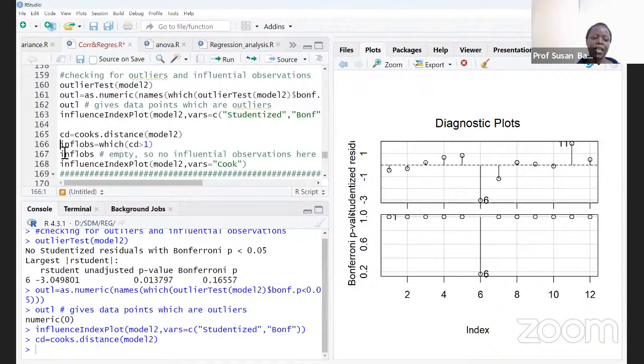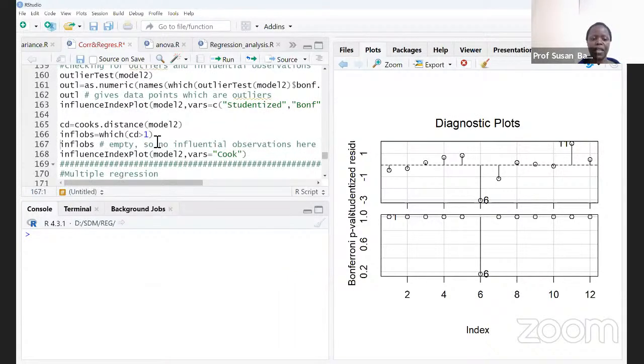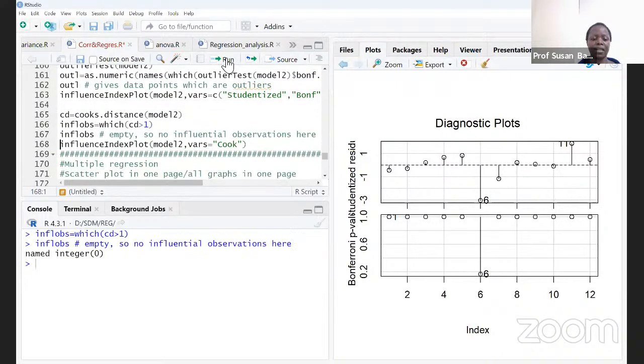Then we are saying influential is equal to which? In case any of these values in CD are greater than 1, then they will be printed out in this object of line 166. So if we run that, let me clear my console and run it again. If we run line 166, it says no influential observation. It says name the integer 0. So it is just showing us that all those observations actually are not outliers. They are not influential observations.